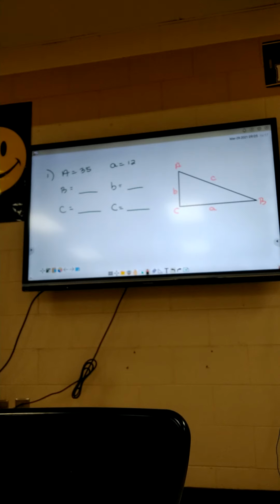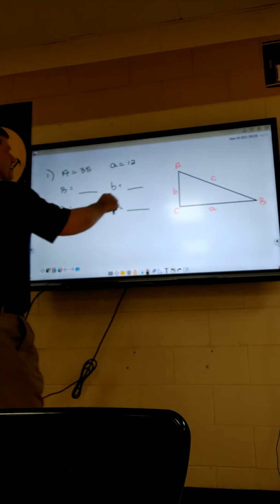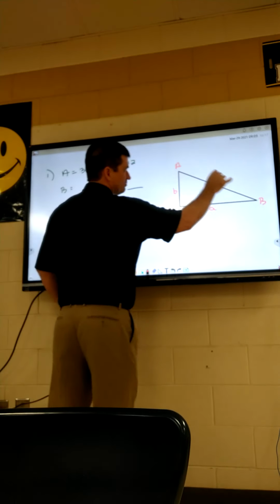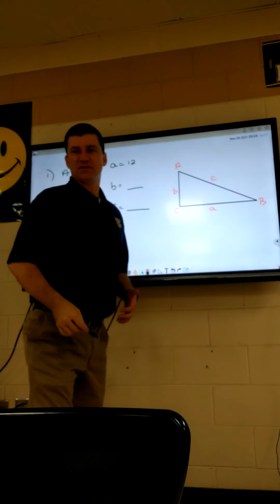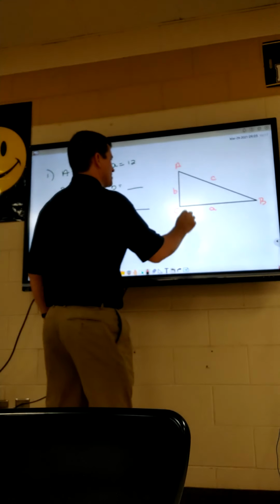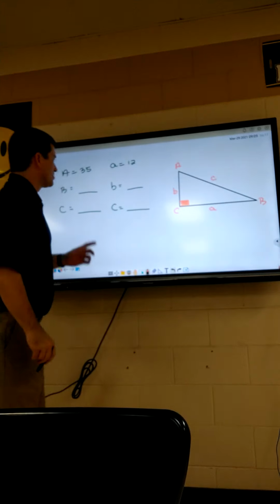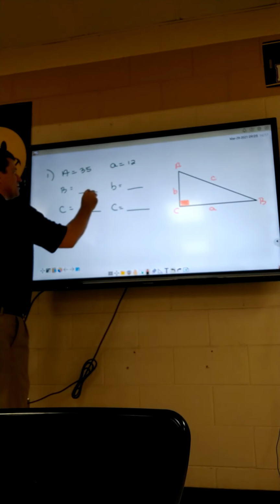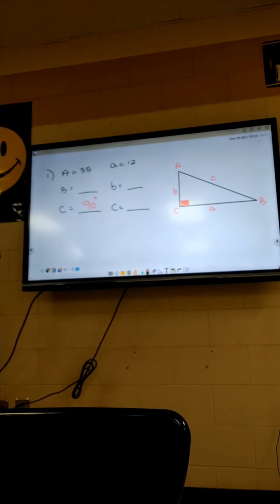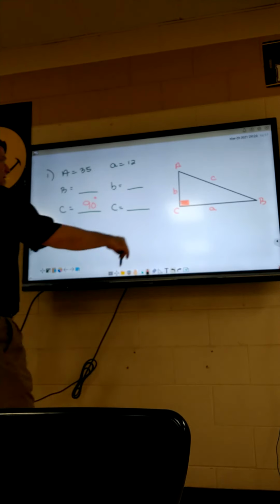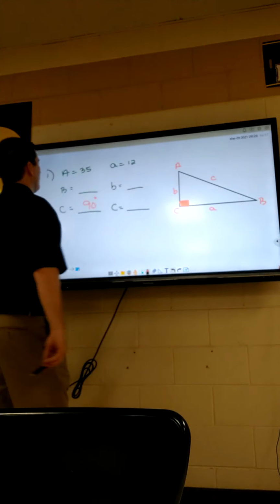All right, first thing we have to remember is, guys, this is a right triangle. Does it have the little right angle mark in it? Yes, sir. How much does a right angle measure? So we can go ahead and put 90 degrees on angle C. Angle C is 90 degrees because it had the right angle mark in it.